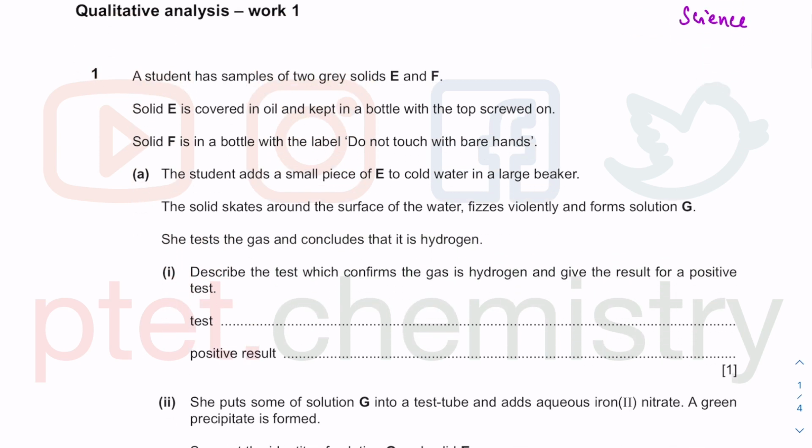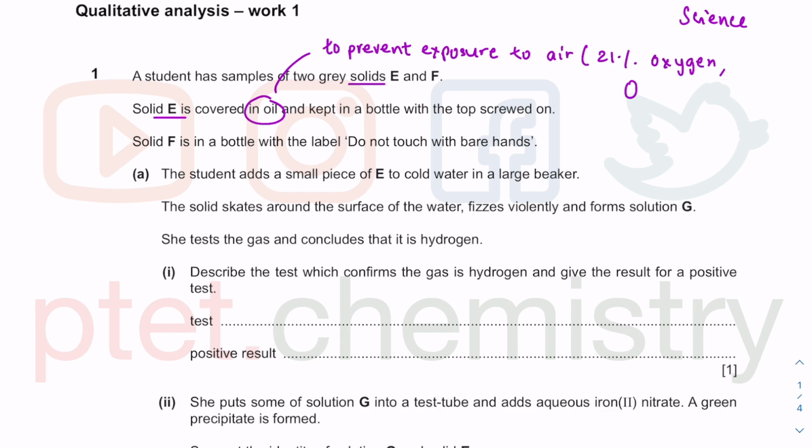In these first questions, we have 2 samples of 2 grass solid. What's very important is we started out as solid, and this solid E is covered in oil. That means to prevent exposure to the air, and the reason for doing this is because it might be very reactive to air. So this is to prevent exposure to air, which will be the oxygen. You have around 21% oxygen, diatomic molecules present in the air.